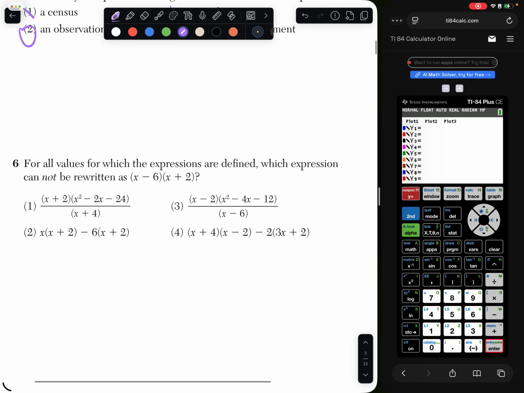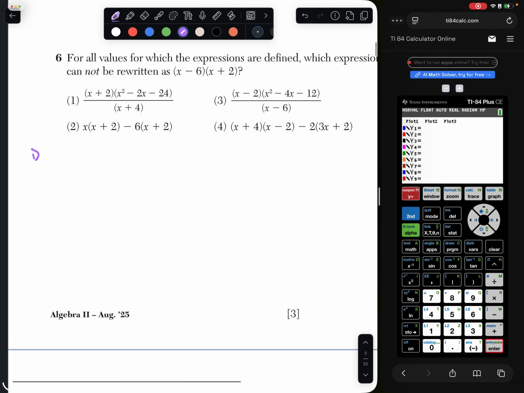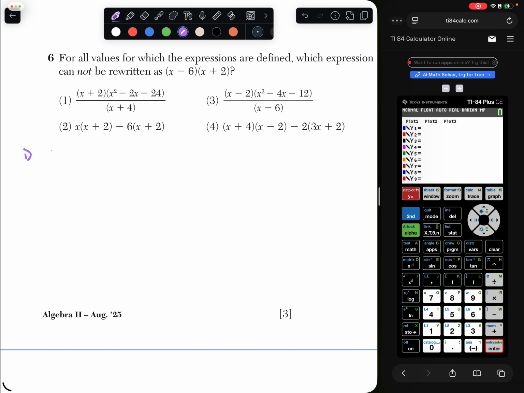Okay, for all values for which the expressions are defined, which expression cannot be rewritten as x minus 6 times x plus 2? Okay, so let's look at choice 1. This quadratic is factorable, it's just factoring trinomials, and this one should be easy because the leading coefficient is 1. So just find two numbers that multiply to negative 24 and add up to negative 2. The two numbers I'm thinking of are 4 and 6, and 6 takes the negative sign.